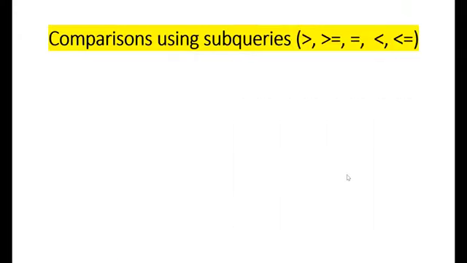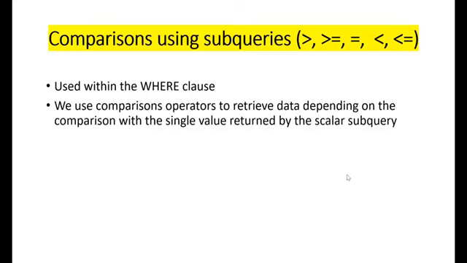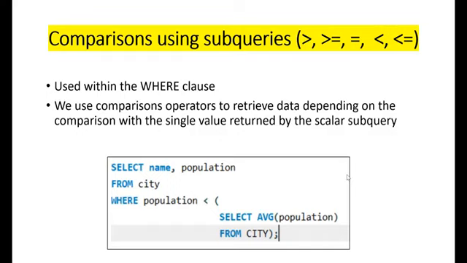The third type is comparisons using subqueries. So they are used within the where clause, and we use comparisons operators to retrieve data depending on the comparison with a single value returned by the scalar subquery. For example, we can return the minimum, the maximum, or the average. Here we have an example.